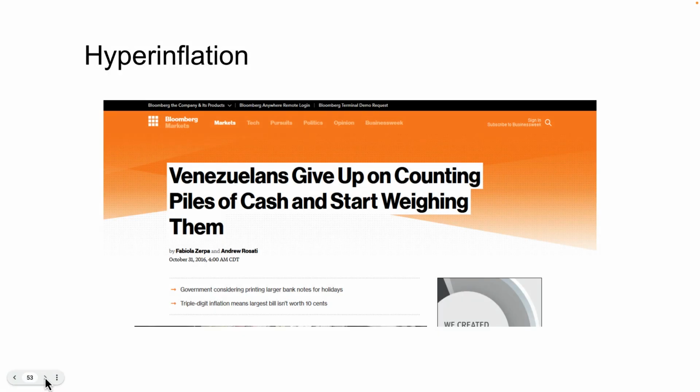So as I mentioned, we saw this in Zimbabwe, and we've also seen this in Venezuela more recently. You'll see this headline here says they stopped counting their money and they started weighing it. So you start to understand what we mean when we say that hyperinflation can be absolutely devastating for an economy.